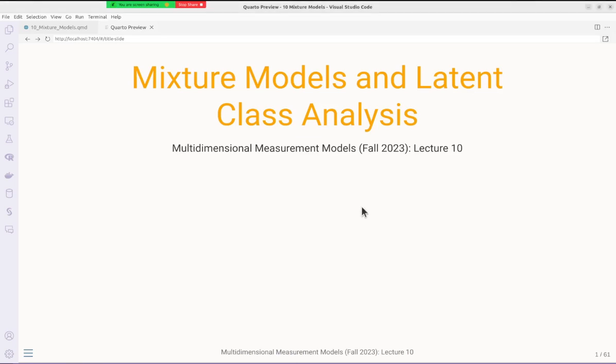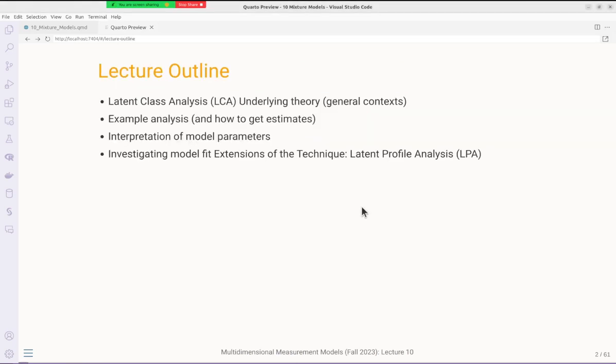All right, diving in. I actually have slides today. We're going to talk a little bit. So the way I've structured this lecture, I'm starting with a very specific type of mixture model called a latent class model.